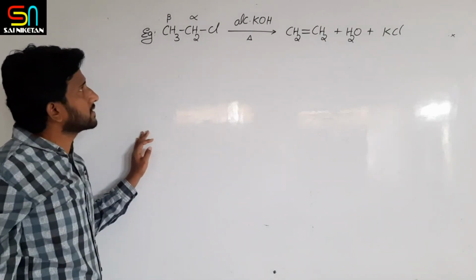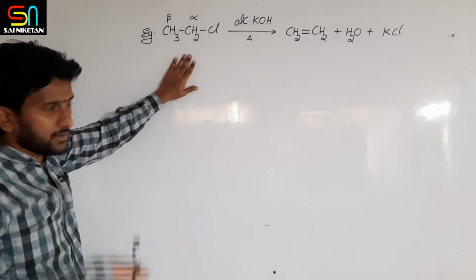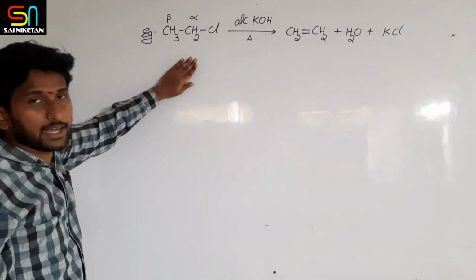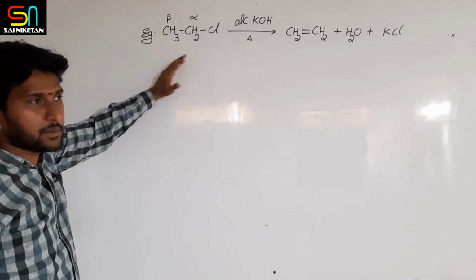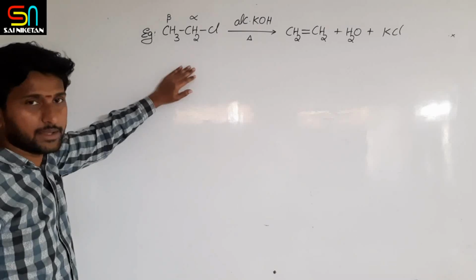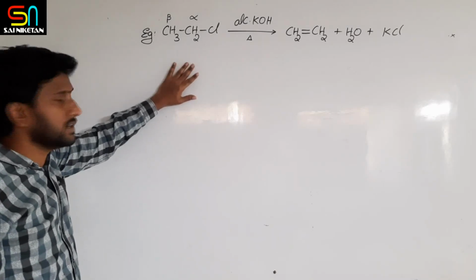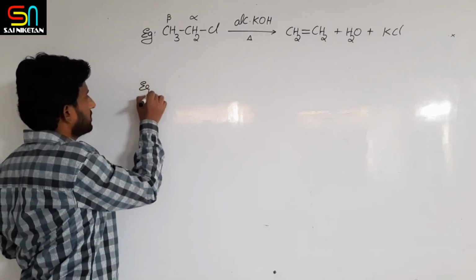So this is beta elimination reaction. And if there are more than two types of beta hydrogens, then you will get more than one type of alkene. Then in that case, what should be the products obtained?